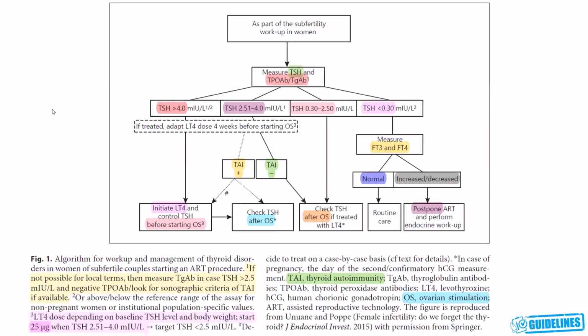In this situation, prescribing levothyroxine is not recommended except in very limited conditions. If the patient presents with repeated abortion, I will recommend starting a small dose. Before ERT or ovarian stimulation, it is recommended to bring TSH to less than 2.5. So in this situation, I will start with a small dose of levothyroxine. But routinely prescribing levothyroxine for a female with negative autoimmunity and TSH less than 4 is not recommended.